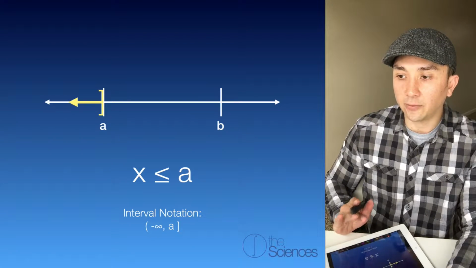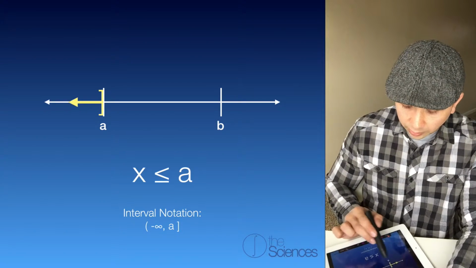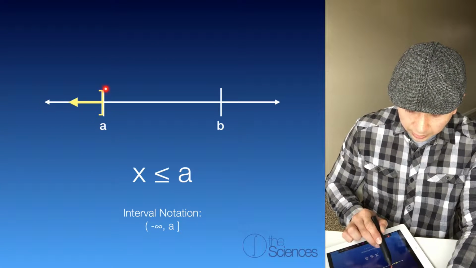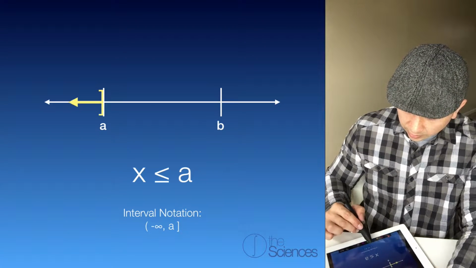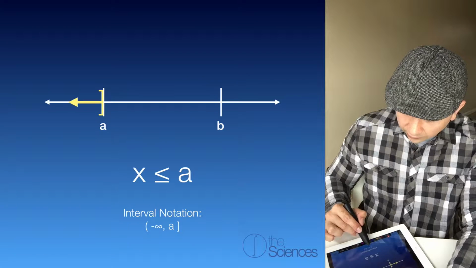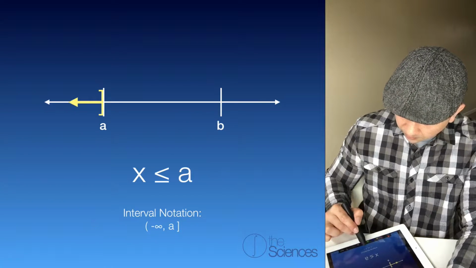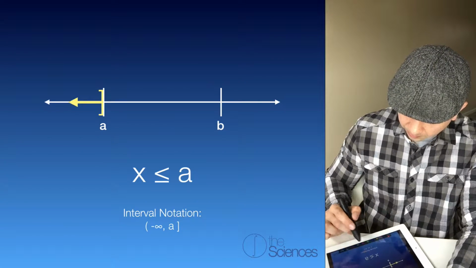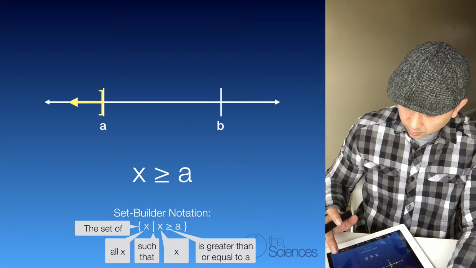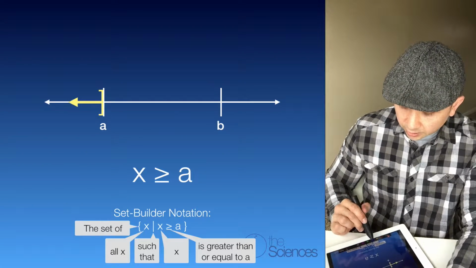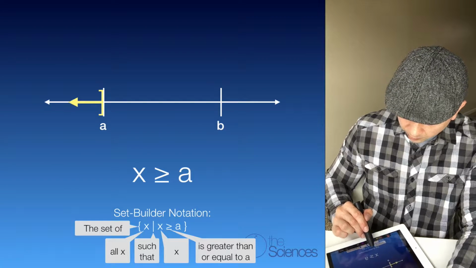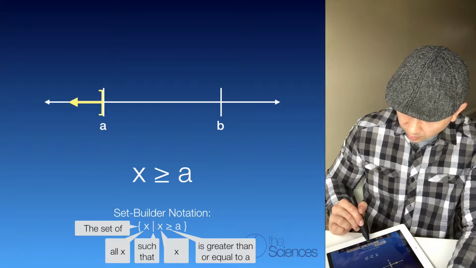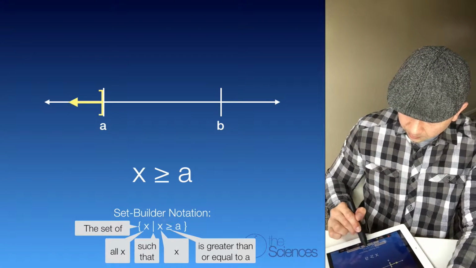So now here we have x is less than or equal to a. So here we know x is going in this direction, but also includes a. So the way we write this interval notation is negative infinity, because x is going in this direction, a, and because it includes a, we write a bracket sign. So now in set builder notation, we have the set of, by the curly braces, all x, such that with this line, x is less than or equal to a.